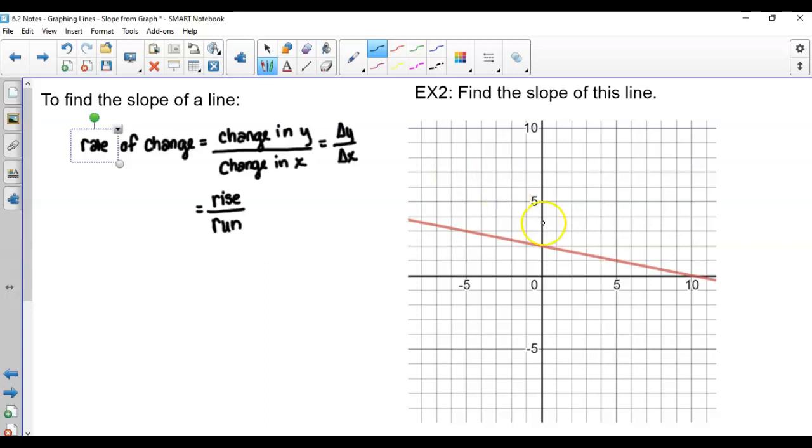So the first thing you want to do when you're finding the slope of a line is you want to find two good points to use. These points could be anywhere on the graph, but it is best to choose a point where your line crosses perfectly at the grid lines so you can count easily. So for example, these would be two good points to use for this graph. And so you're looking at your change in y over your change in x.